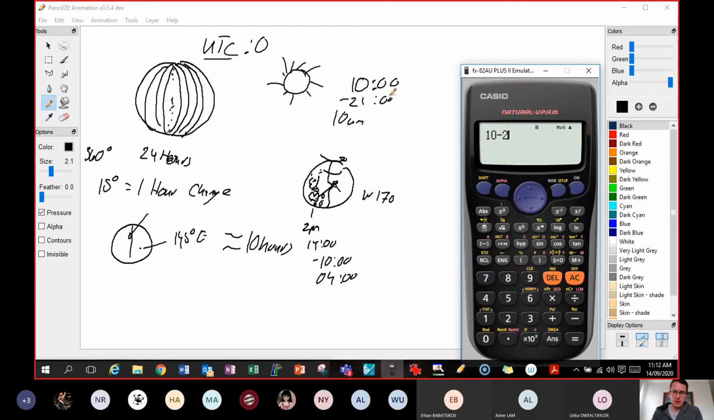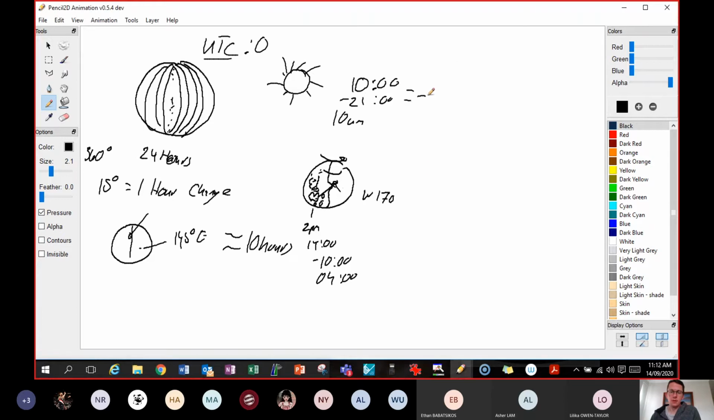10 minus 21. So it's negative 11. So what does that mean? Negative 11 hours, so it's negative 11 from midnight, right? Because you've got to go back. So 11 hours from midnight would take you to 1 p.m. So the time there would equal 1 p.m.